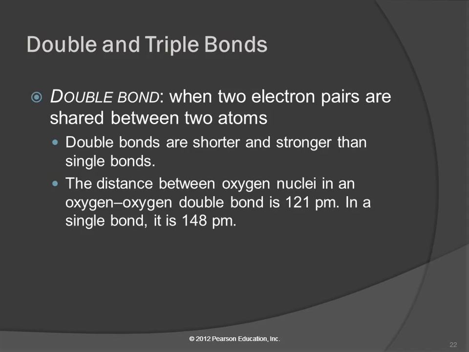So a double bond is when 2 electron pairs are shared. Double bonds are shorter and stronger than single bonds. If you look at a single bond between 2 oxygen atoms, the length of it is 148 picometers. If you look at a double bond, the length is shorter. It's 121 picometers. When there's a double bond, those oxygen atoms are closer together, and that bond is stronger.